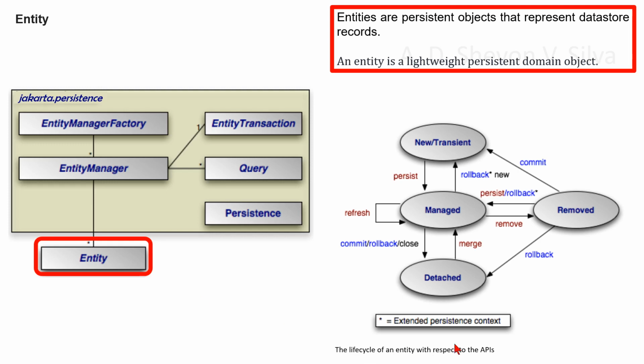Here you can see the life cycle of an entity with respect to the APIs. Here you can see the entity manager operations for managing an entity instance's life cycle. An entity instance can be characterized as being new, managed, detached, or removed.